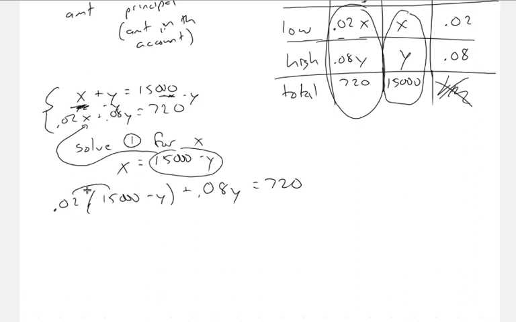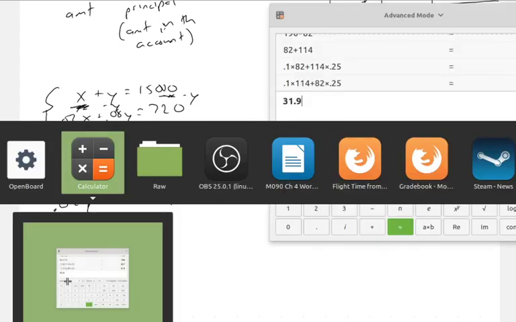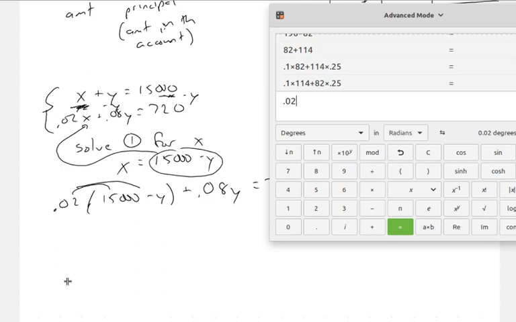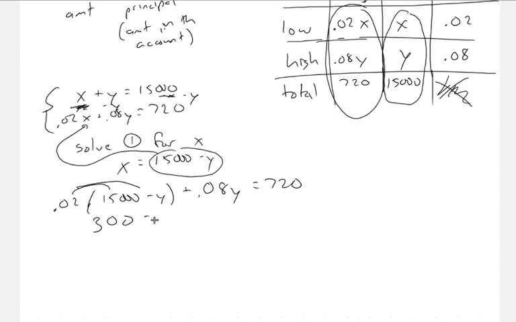Okay, to solve this equation, I need to distribute my 0.02 through the parentheses. That means I'm going to take 0.02 times 15,000, giving me 300. Also distributing that 0.02 to the y, so I get minus 0.02y. Alright, so it looks like I can combine like terms. These two terms can combine to give me 0.06y. And now I'm trying to solve for this y. I was just simplifying so far.